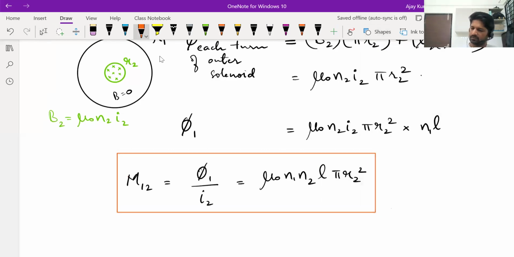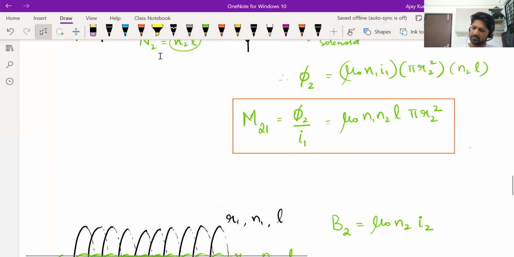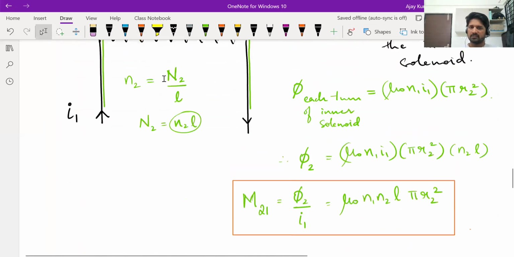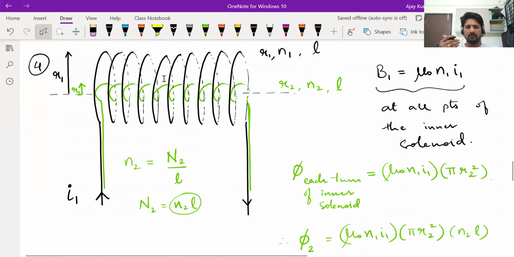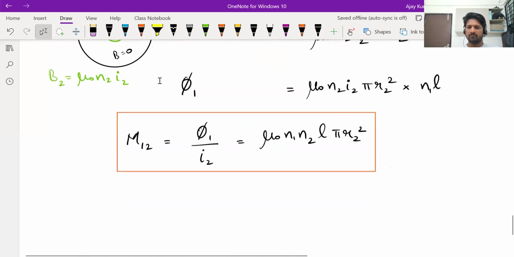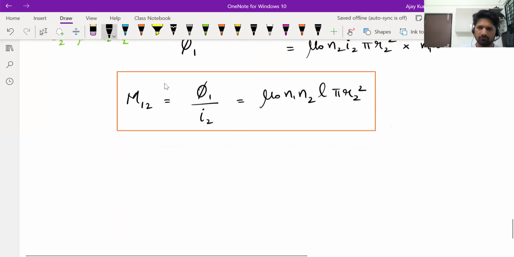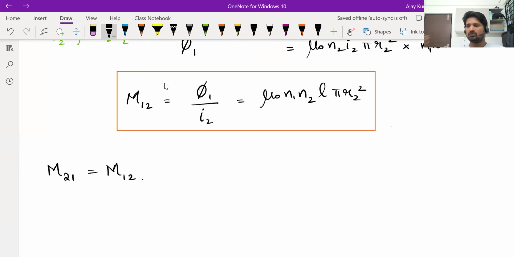And if you observe, this result is same as this one. First result was derived by assuming current in the outer solenoid and finding out flux in the inner solenoid and dividing them. That was M21. Second result was derived by assuming current in the inner solenoid, flux in the outer solenoid and dividing them. This is M12. And we see that in this case, what case is this? Two long solenoids of the same length, coaxial. In this case, we see that M21 is equal to M12. Means it does not matter in which coil you take the current and in which coil you calculate the flux.